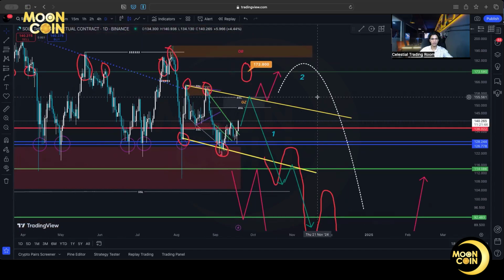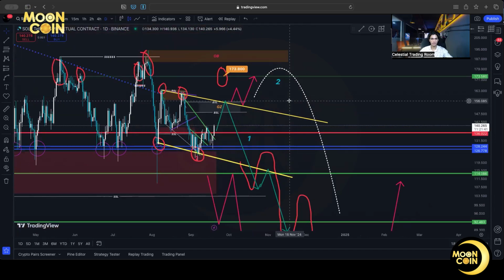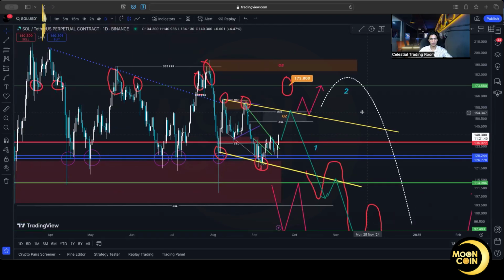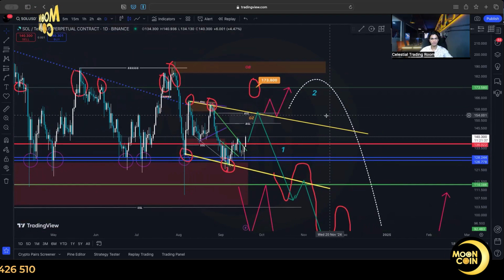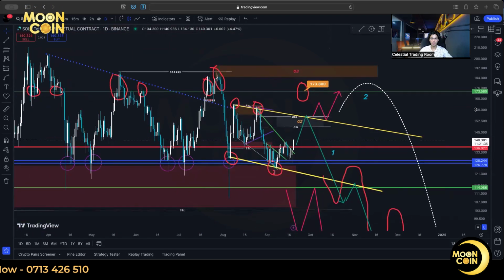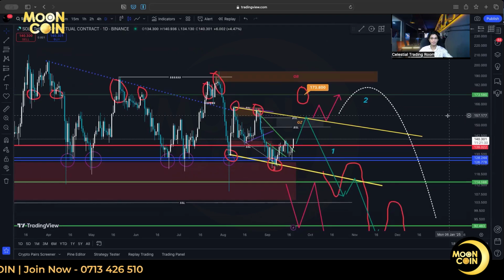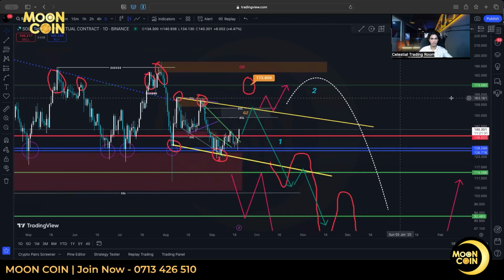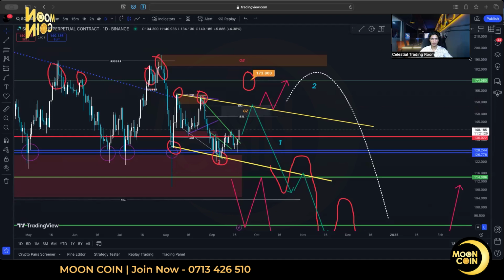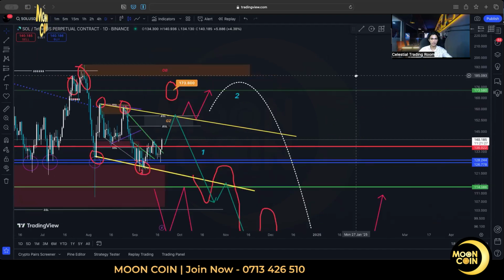So you know that we are expecting this analysis, so do your own research before investing your own money, because it's yourself who's risking everything, so consider that.